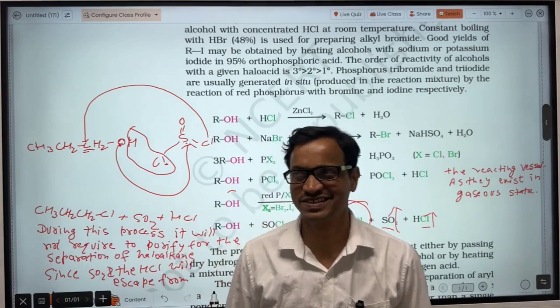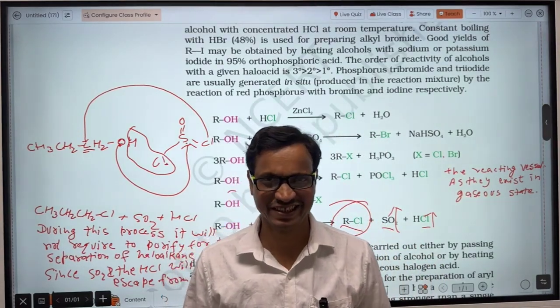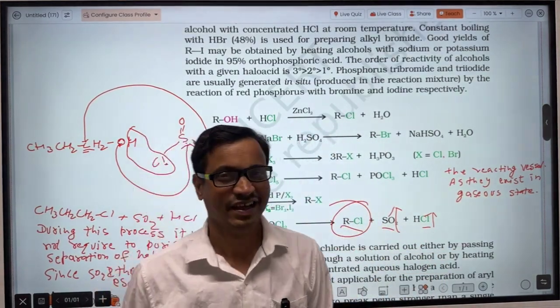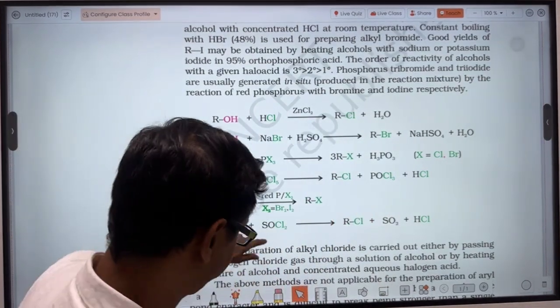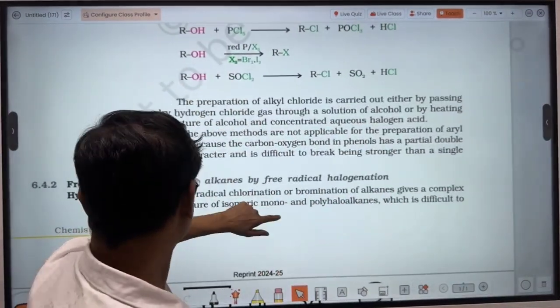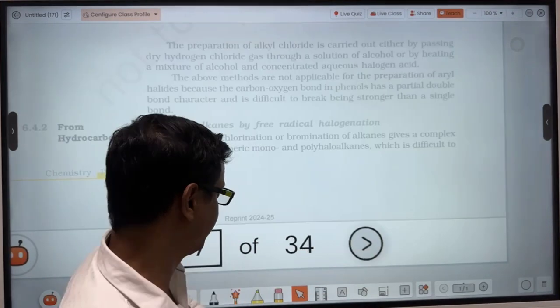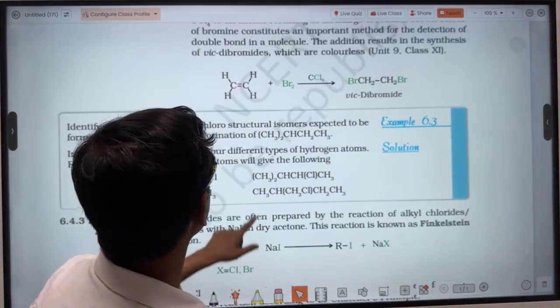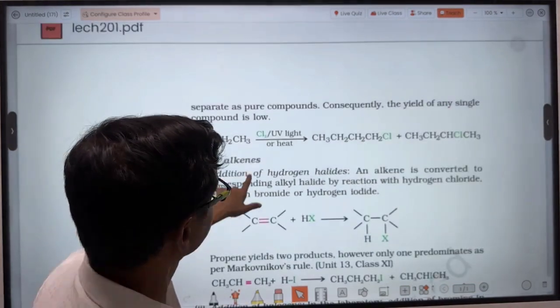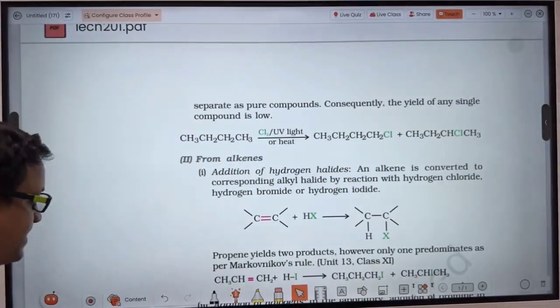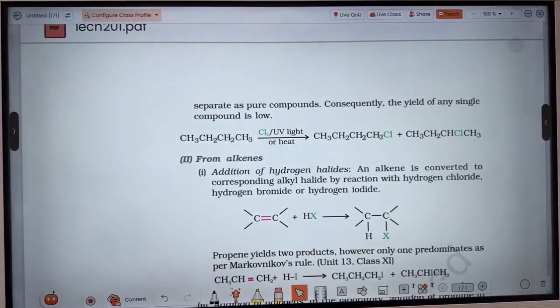Okay guys, that was the method of preparation of haloalkane from alcohol. Now let's see the method of preparation from hydrocarbon. So from hydrocarbon, one is chlorination, this one. So let's see here, how to do chlorination?